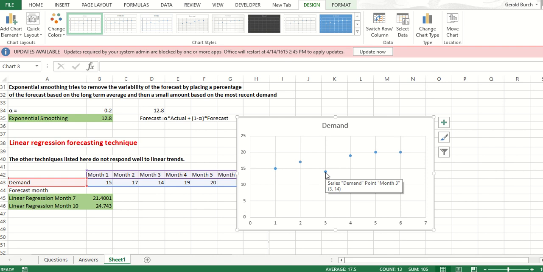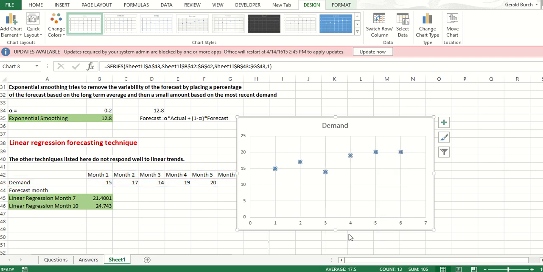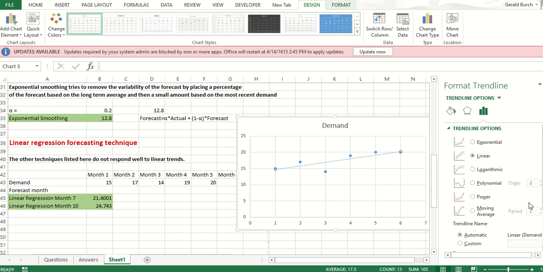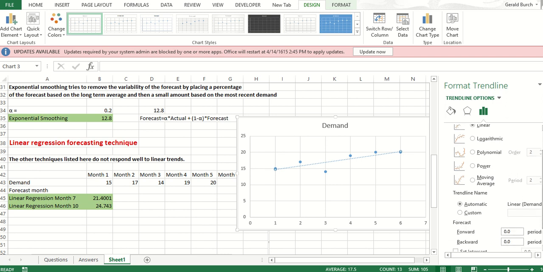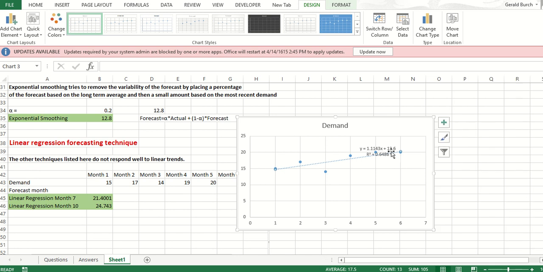If I left click on any one of the data points and then right click, I can go in and add a trend line. A little dialog box pops up over here for me. Format trend line, leave it as linear, don't try exponential or one of these others. It's not going to help you. Linear is easy to explain to your boss and the other things are not. I want you to display the equation on the chart and display the R-squared value on here. Alright, we finished with those, so I'm going to close this down.